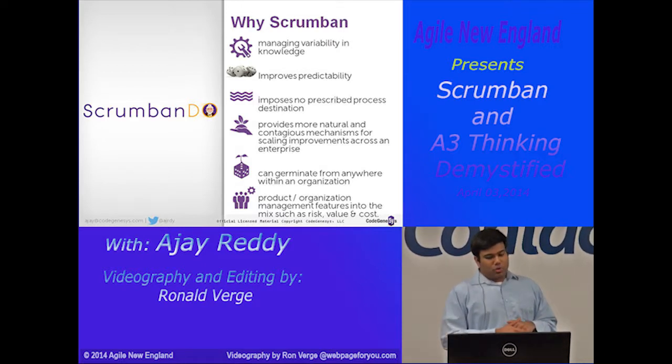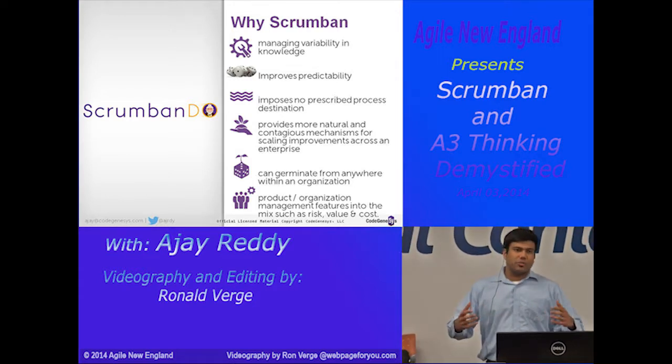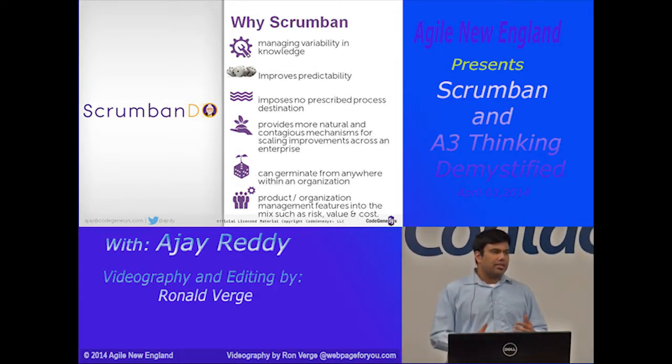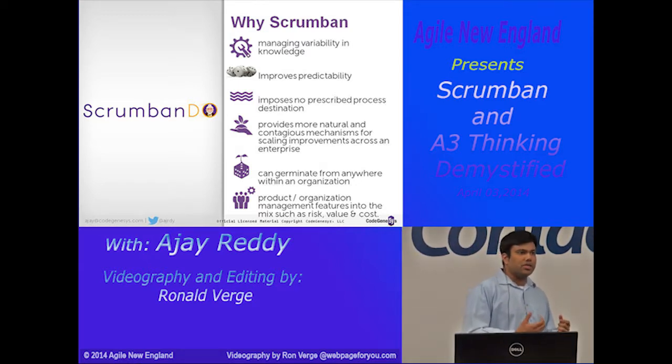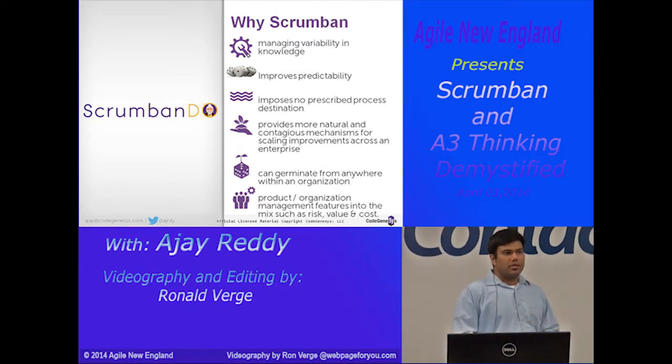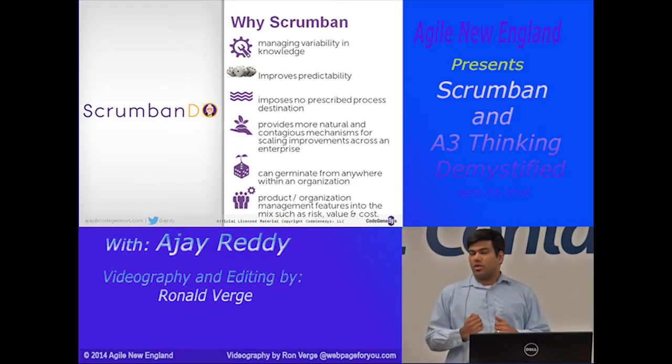It also gives a more natural contagious mechanism. For anything to scale, there needs to be engagement from within. And Scrumban, because of the Kanban method's engagement or the sustainability agenda, gives Scrum that capability. And the other aspect is it can germinate from anywhere within the organization.